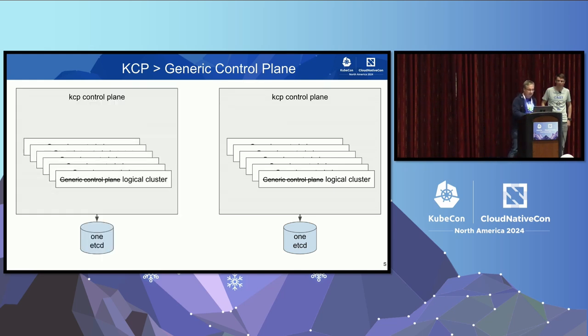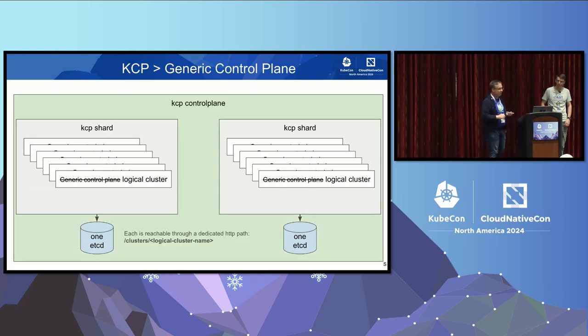So what we can do, we can start another one. You could run many KCPs. This is fine as long as you don't want cross-logical-cluster logic. KCP brings some of that, we will see in a second. So this is actually not what you want. KCP has a mode which can have arbitrarily many shards. So we have sharding in KCP. Every shard is an instance which has its own storage backend, which is normally etcd, but in theory can also be something like kine-based.